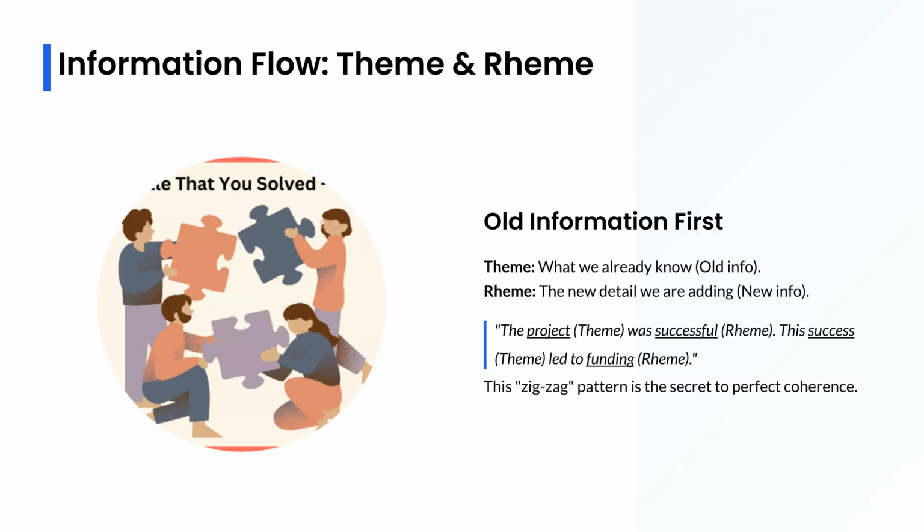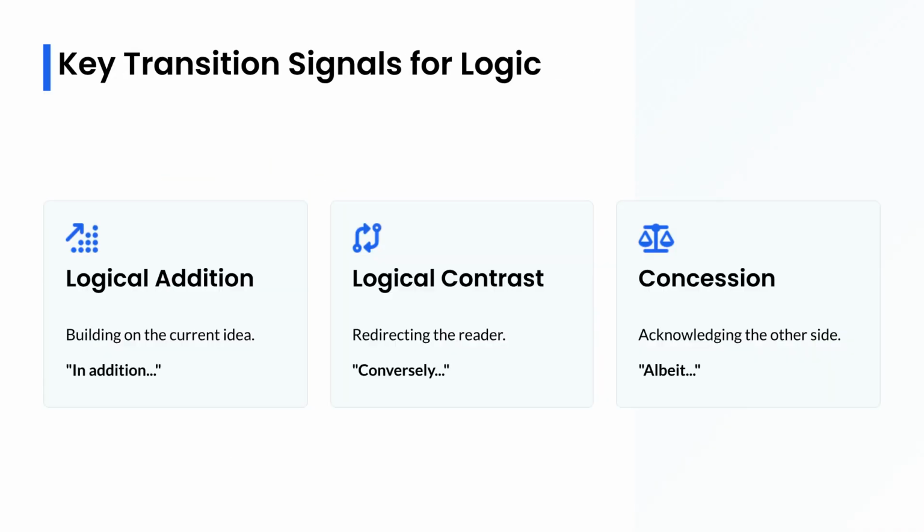Mastering the theme and rheme flow is the secret to coherence. Theme is old, known information. Rheme is the new detail. The zigzag pattern uses the new detail of one sentence as the familiar start of the next, seamlessly guiding the reader. Using transition signals is key to logical clarity.